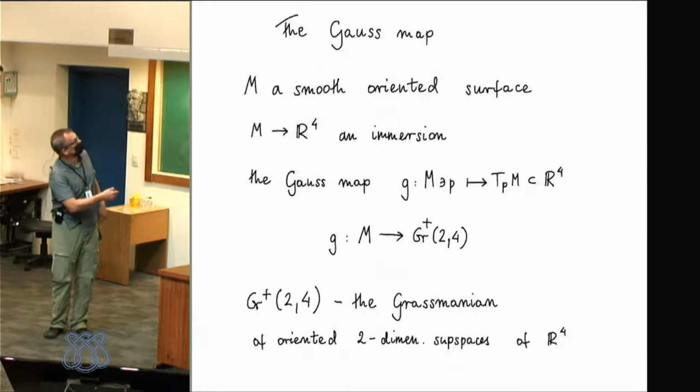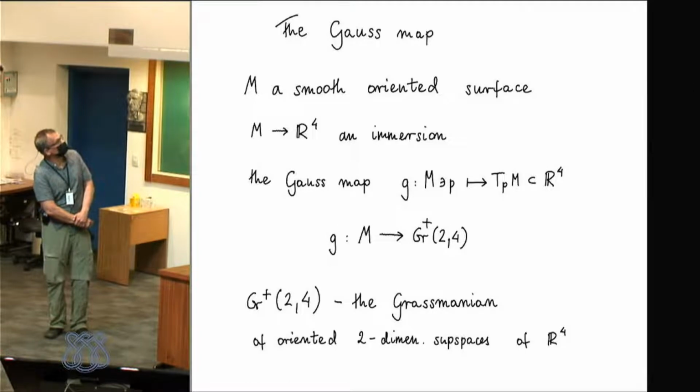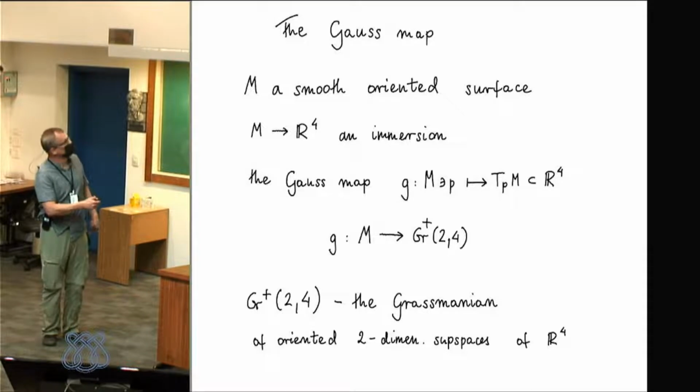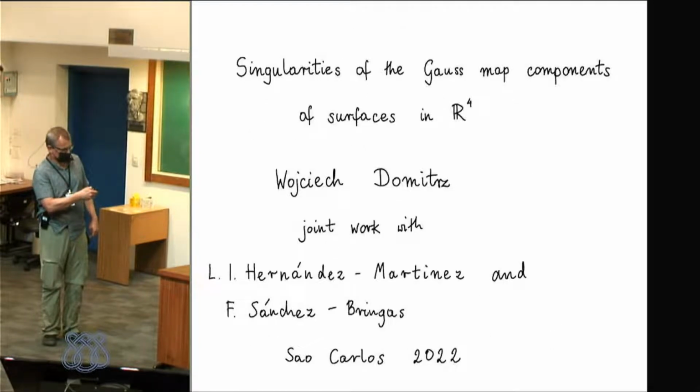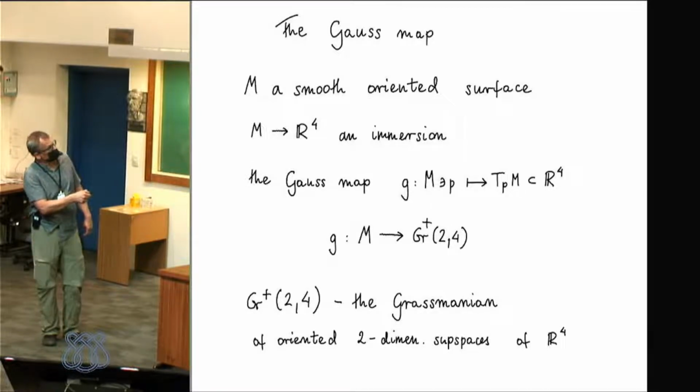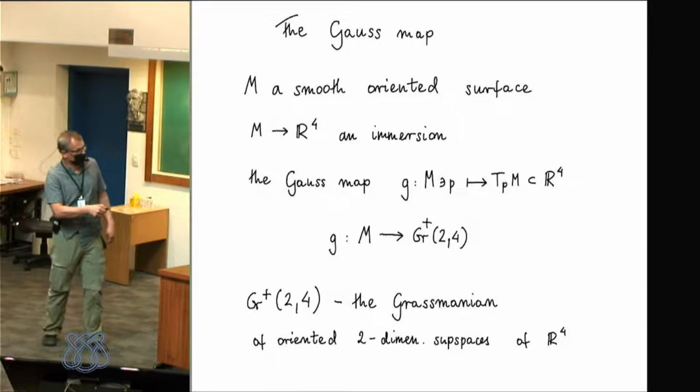Okay, so I will define what the Gauss map is. Obviously you all know, but I will define it anyhow. We have a smooth oriented surface and an immersion of the surface in R4. The Gauss map sends a point to its tangent space, which lies in R4. So we have a map from a surface M to the Grassmannian of oriented two-dimensional subspaces of R4.